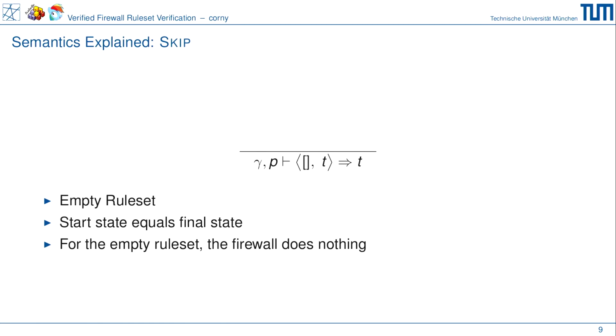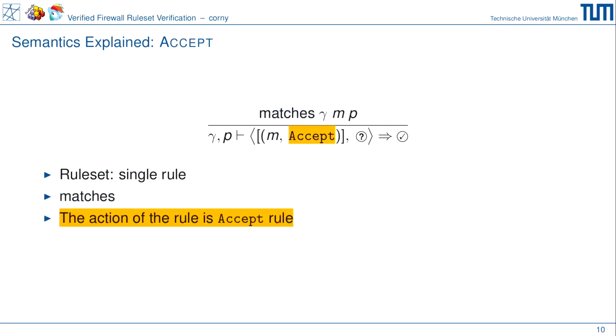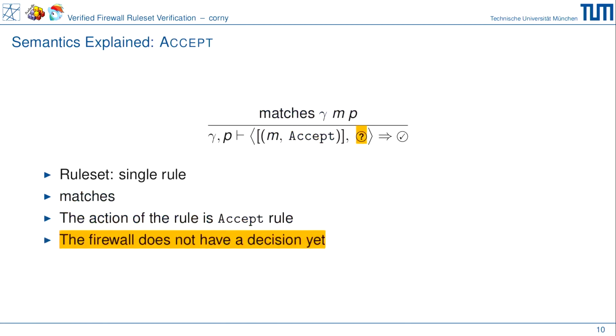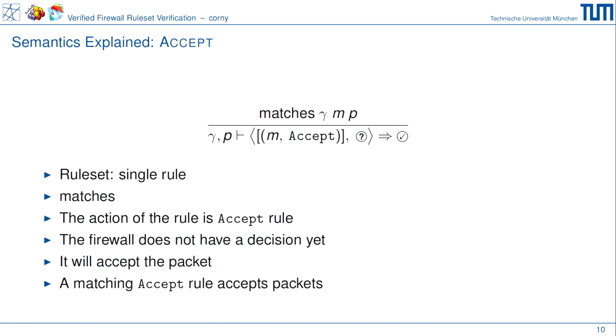Let's look at a quite more complicated rule. Here we also have a precondition. What we are looking at is a rule set which only consists of one single rule, which has some match condition M, and the action is accept. Our precondition is that we assume that the match condition matches for the packet. Well, what would then happen? The action is accept. What should the firewall do? If we don't have a decision for the packet yet, and the action was accept, then we are going to accept it. Okay, also not that hard. And I guess we all agree that this is the behavior of our common firewall.